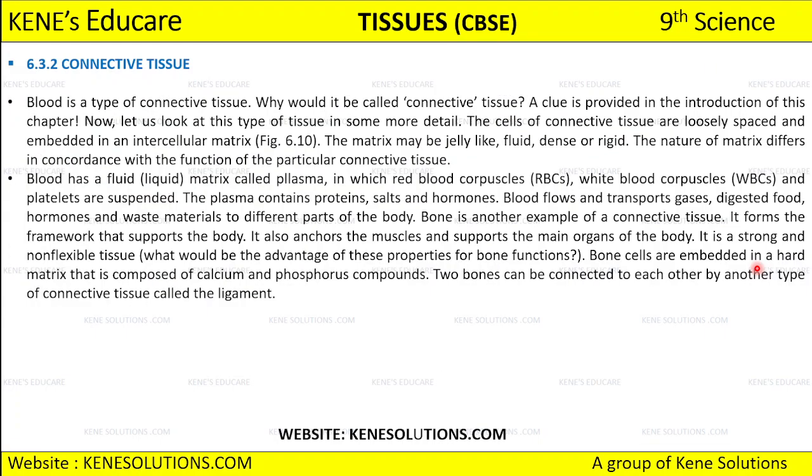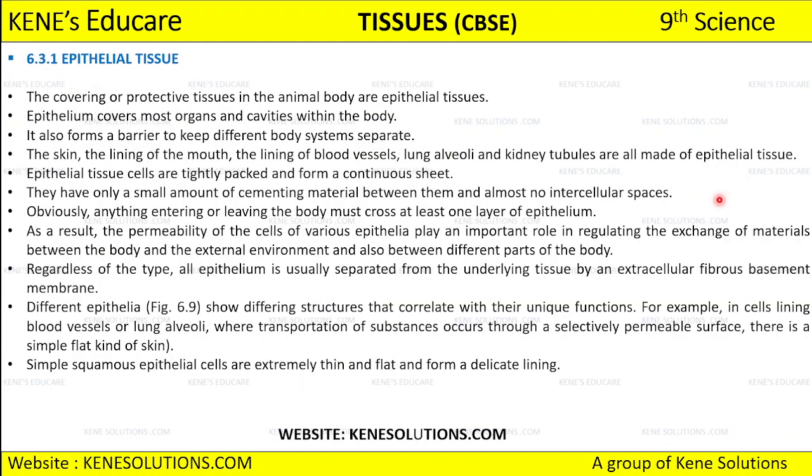Okay. So see, the first type of tissue that we have is the epithelial tissue. Now you are already aware of what the function of epithelial tissue is. Epithelial tissue is protective, right? It is a kind of protective tissue. So the covering or the protective tissue which is present in the animal body is called the epithelial tissue. The tissue which is protecting the tissues of the animal, or covering the animal body, that type of tissue we call the epithelial tissue.